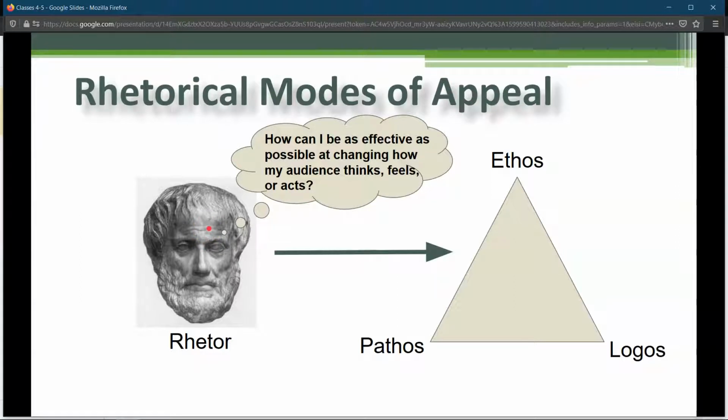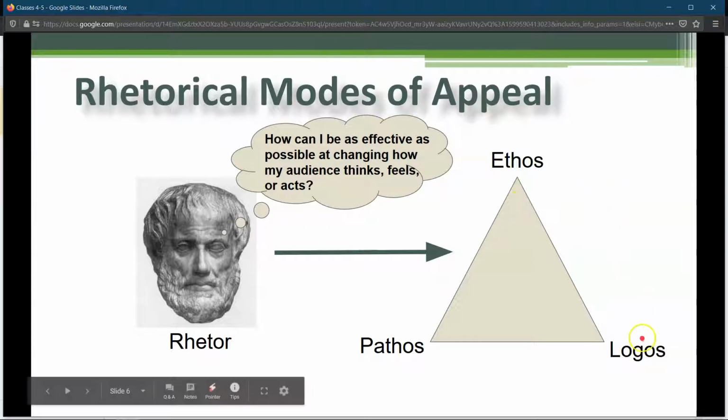Now, to do this, we should employ rhetorical modes of appeal: establishing credibility and authority, using ideas logically, or appealing to emotions.